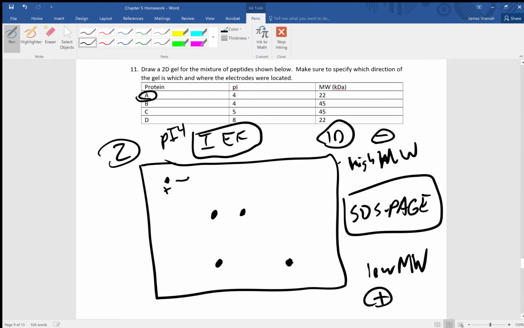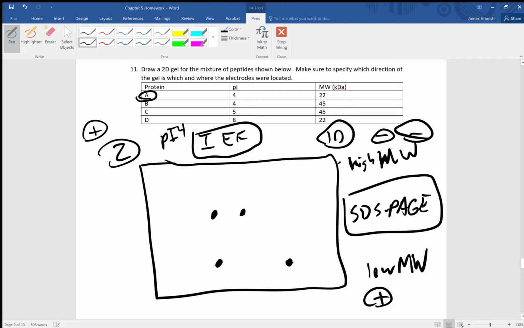And we want the protein to move to the region where it is going to have a net zero charge. All right, so we want it to move towards the right here, which means that the right side of our gel must have a negative charge to it, and the left side of the gel must have a positive charge.